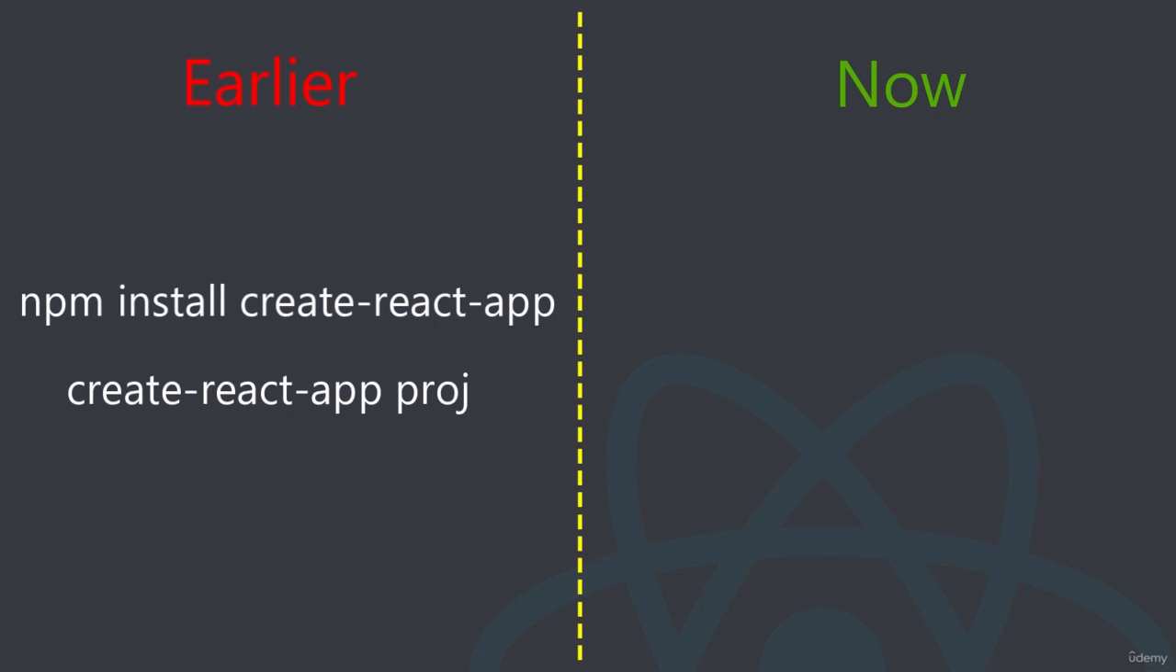How do we write it? We just say npx, then we write create-react-app. That means you don't need to install it. You don't need to install create-react-app on your system, and you just give the project name here and this is going to create the React project for you.